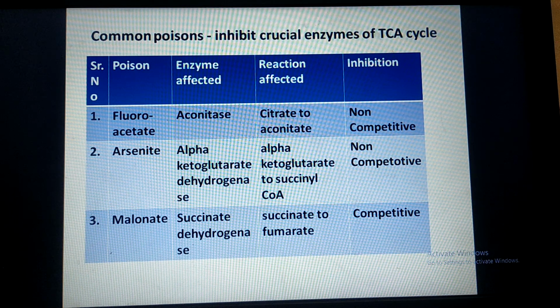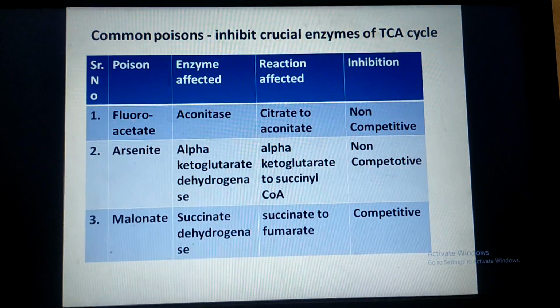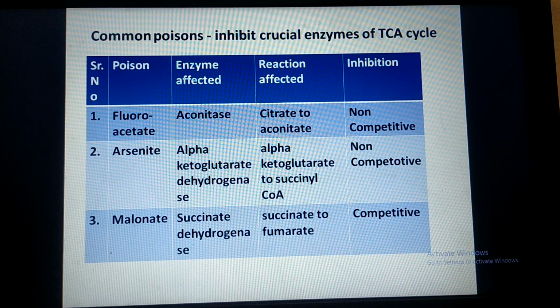So this is about the TCA cycle, its regulation, energetics, its amphibolic nature, its anaplerotic nature, and its inhibition.